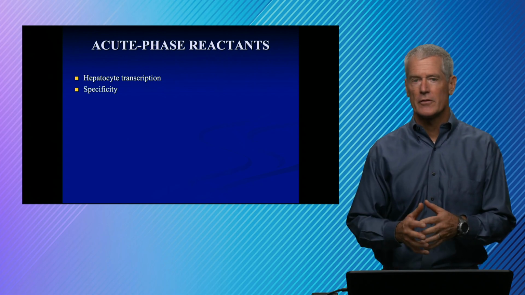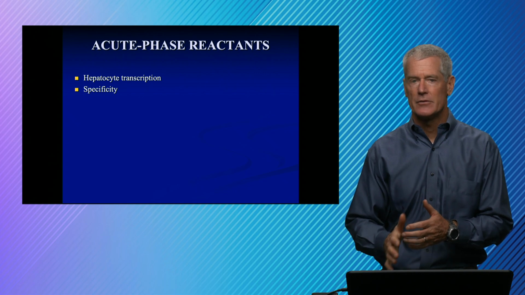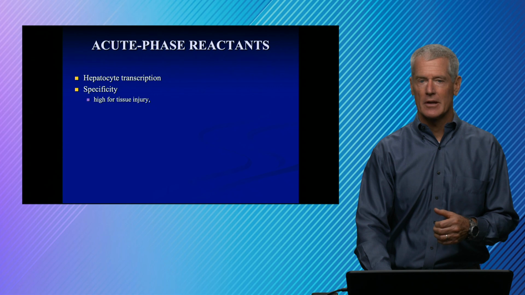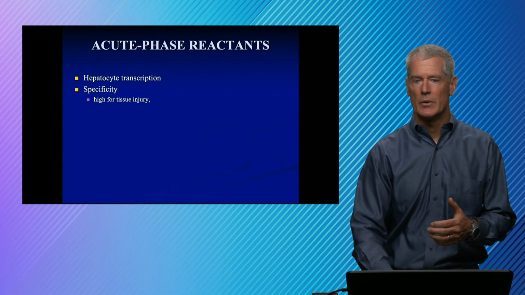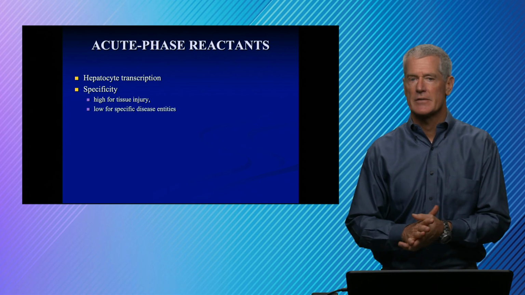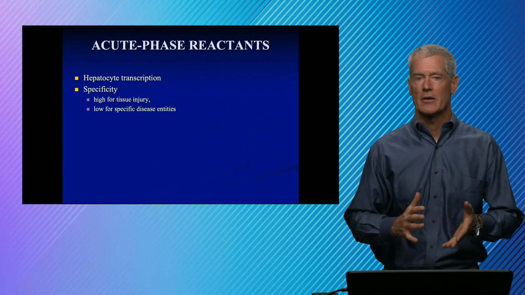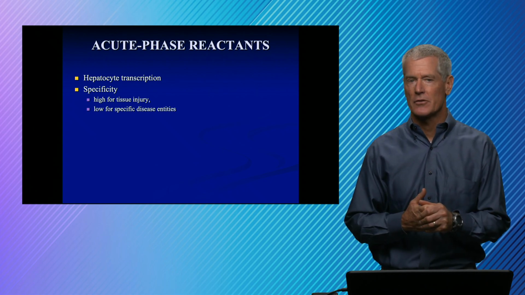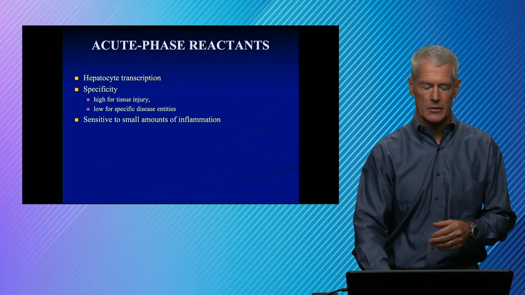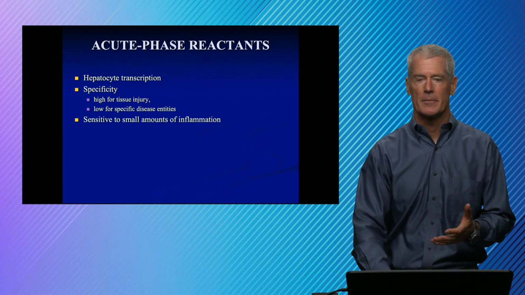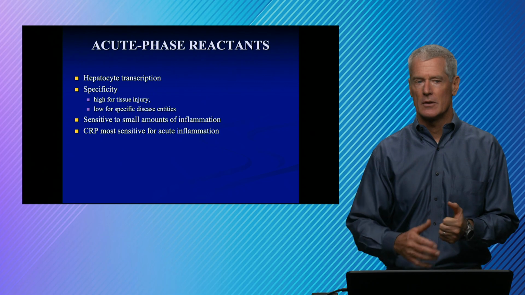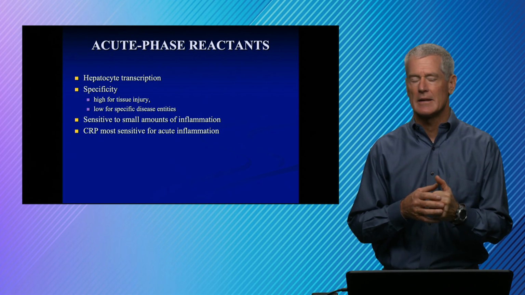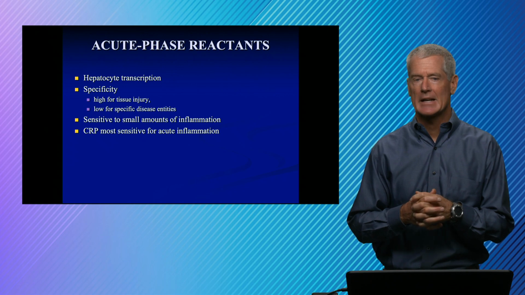The specificity depends on which one you're monitoring, and generally it's good for tissue injury but low for specific disease states. So you can't make a diagnosis of a specific disease, but you can say that there's an inflammatory process going on, and that's what they're useful for. So small amounts of inflammation are going to cause increases, and probably our most sensitive acute phase reactant is what we call C-reactive protein.